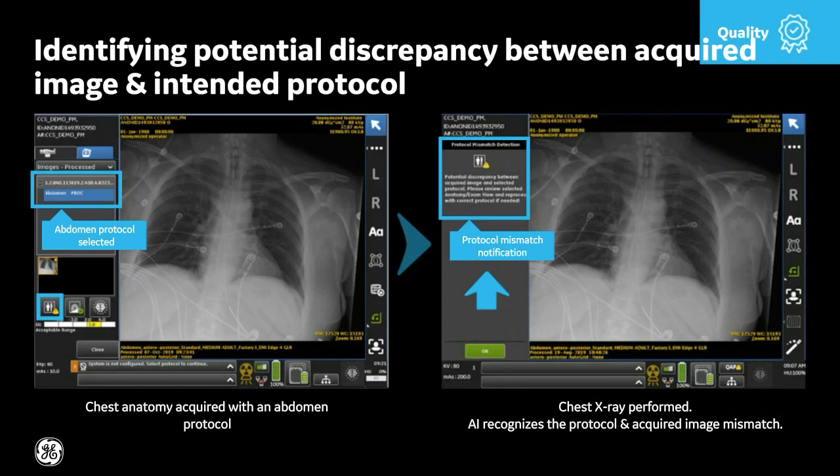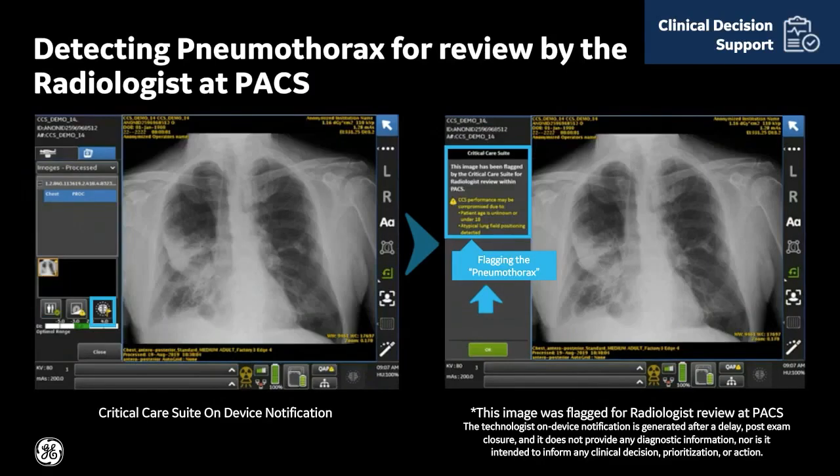Moving on. Speaking of clinical decision support, the first algorithm that we have launched is pneumothorax detection. On the left, you see a typical chest X-ray. Our AI algorithm is trained to run as soon as a chest X-ray is acquired and generate an alert at the point of care, which is eventually exported to the PACS for review by the radiologist. We also have different DICOM tags that the radiologist could use to prioritize the most critical cases at the top of the list.